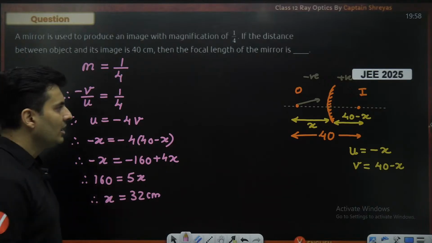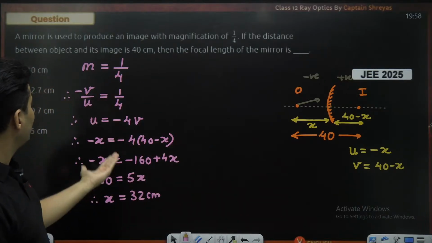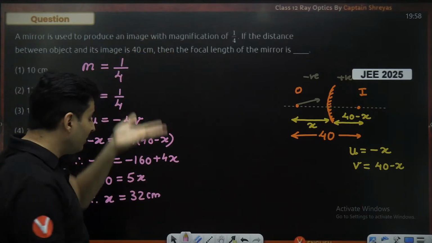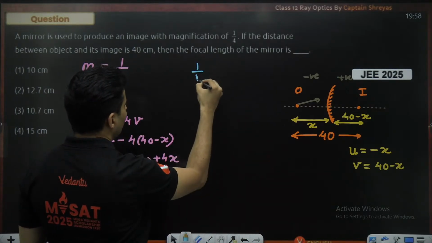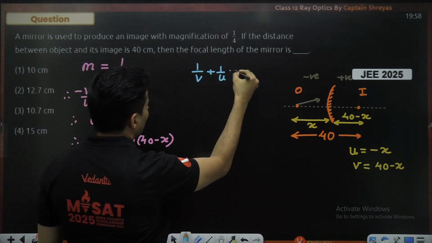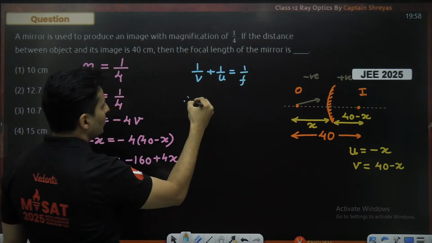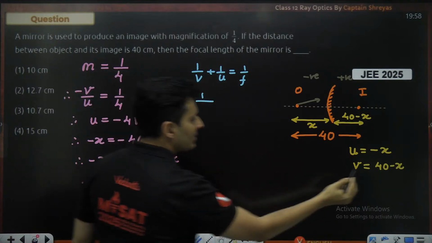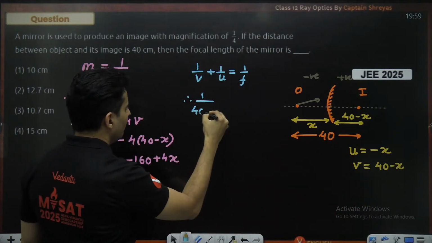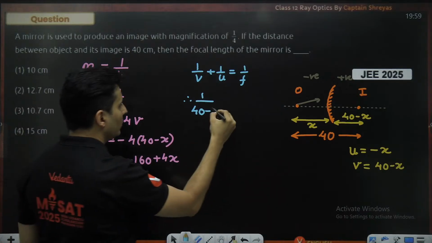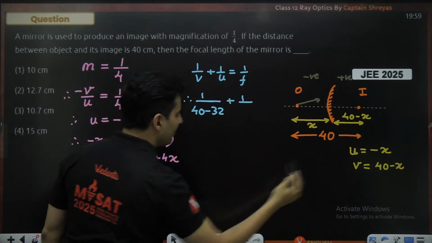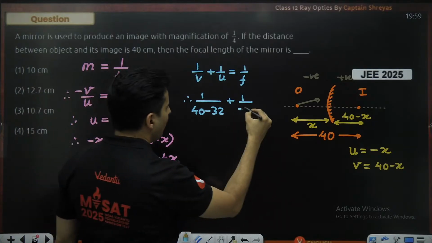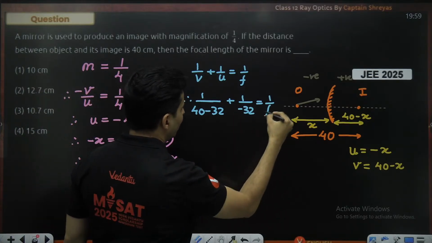That is the answer. So the object is placed at a distance of 32 centimeters, but that is not the question. Question is find focal length, boss. Oh, focal length. So I can use this 1 by v plus 1 by u is 1 by f. So what is v now? V is 40 minus x, so it will be 40 minus x. X is 32, plus object distance. Object distance is minus x. So it will be minus 32 is nothing but 1 by f.